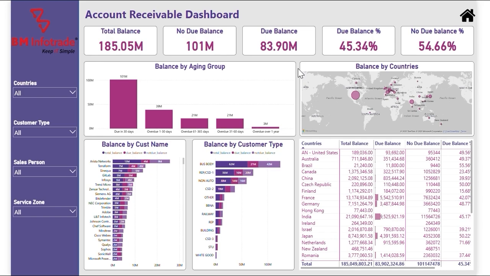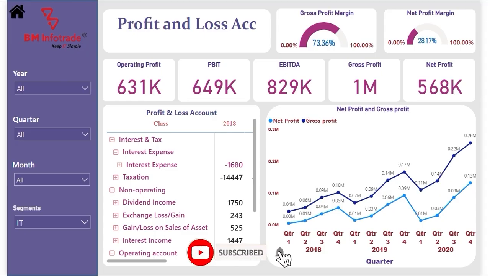Now let's move on to the third dashboard, tracking revenue, expenses, and profit over time. On the right side of the panel, we have five major KPIs, including earnings before interest and taxes. The third one is EBITDA, that is earnings before interest, tax, depreciation, and amortization. And the fourth one is gross profit, that is revenue minus cost of goods sold.